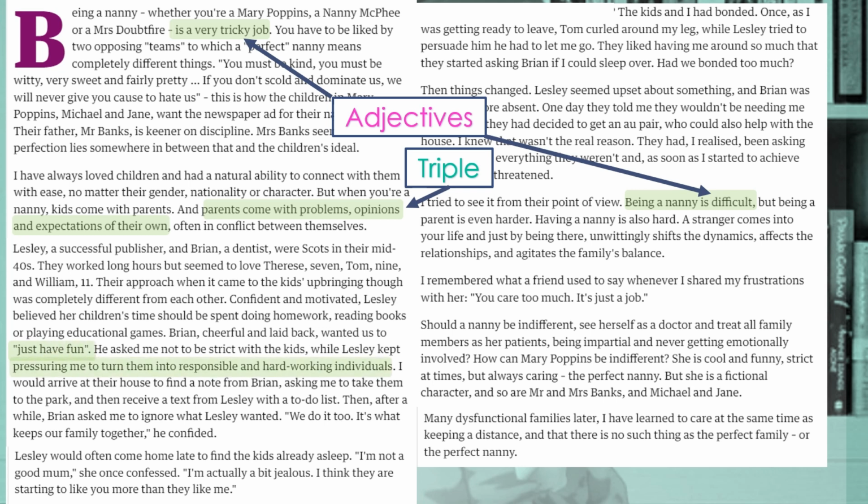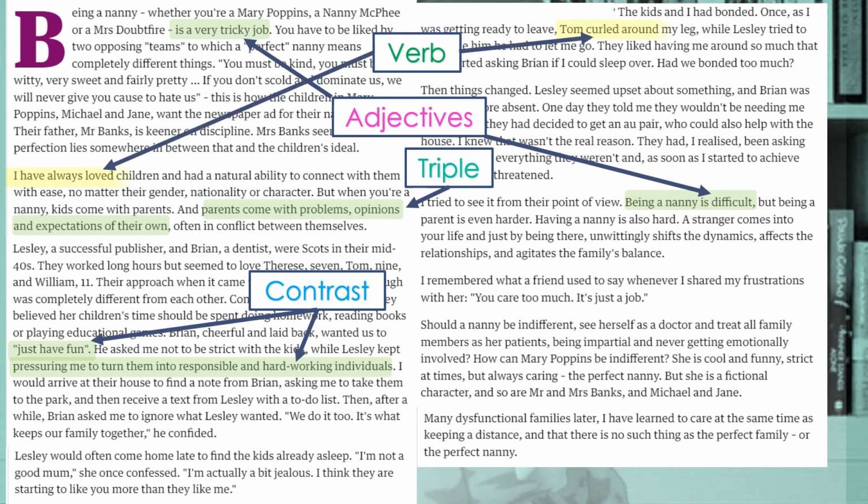And she also describes the contrast in their parents' approach to looking after the children, with Brian wanting them to just have fun, whereas Leslie pressuring me to turn them into responsible, hard-working individuals. So let's look at some differences then. Well, the main difference, I hope you've noticed, is that Alberley loves children and has created an emotional bond that Bronte was unable to create or didn't want to create.